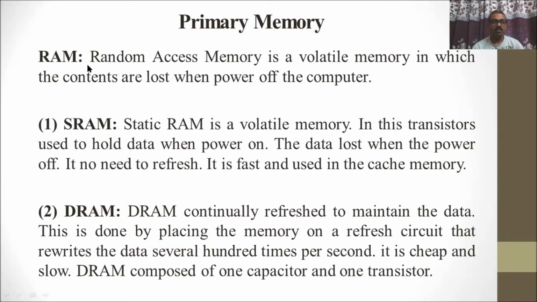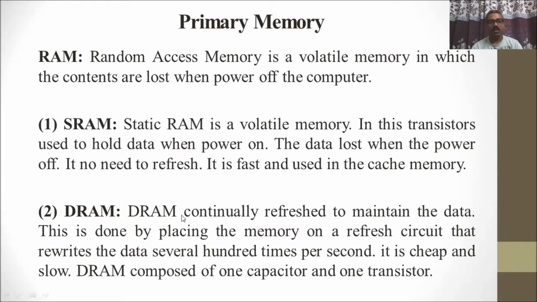SRAM and DRAM. Here RAM is divided further into static RAM and dynamic RAM. Static RAM is a volatile memory. In it, transistors are used to hold the data while the power is on. The data is lost when the power is off, and it does not need to be refreshed. It is fast and used in cache memory. Here is the cache memory. Cache memory is the fastest memory, which provides an environment to increase the speed of the processor.